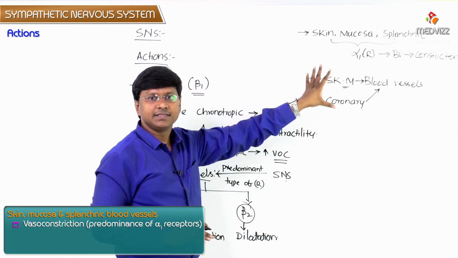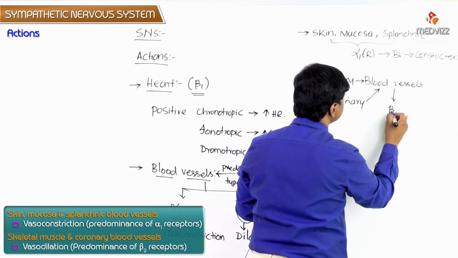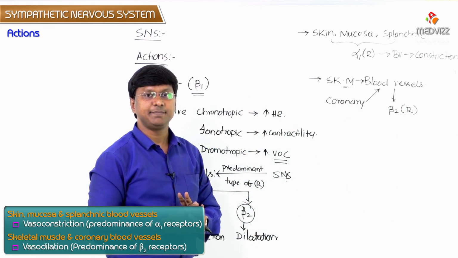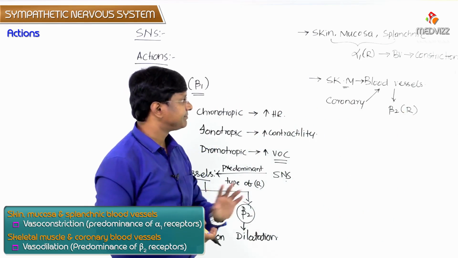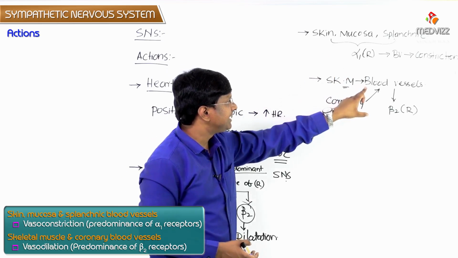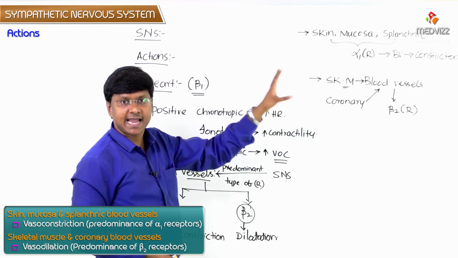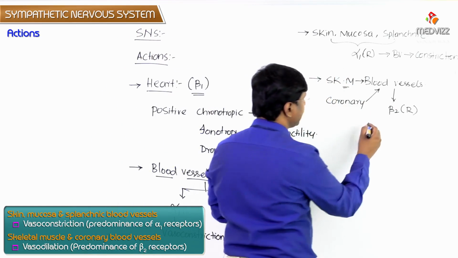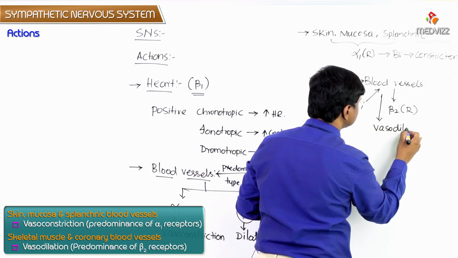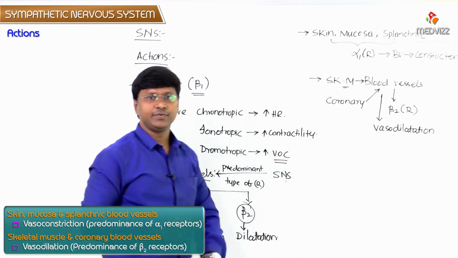in both of them, the predominant type of receptors are beta 2 receptors, present in excess quantity. Here, in the blood vessels of the skeletal muscles and the coronary blood vessels, when the sympathetic nervous system acts, there will be vasodilatation.